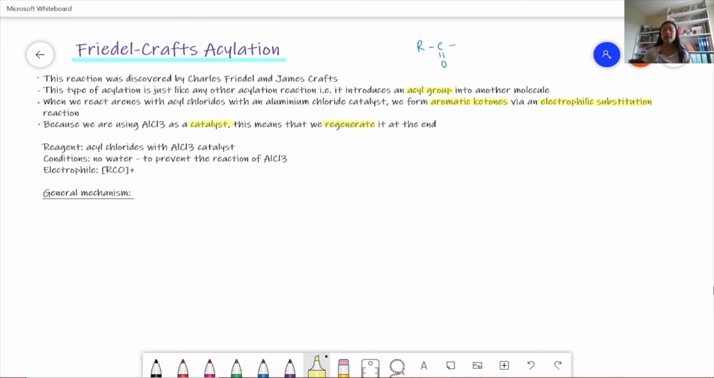So the reagent we're using is an acyl chloride with aluminium chloride as a catalyst, and the condition is that we have to have no water, and this is because we need this to prevent the reaction of the aluminium chloride. And the electrophile we're using is RCO+. So it'll be RC=O and then a plus. So this is our electrophile. So we're just going to look at a general mechanism. So I'm just going to use a general acyl chloride. So the first step is generating the electrophile.